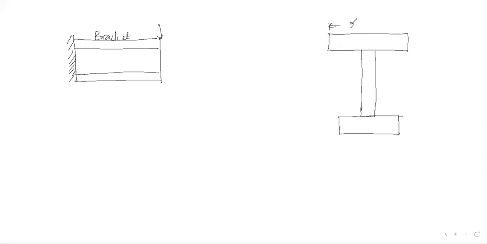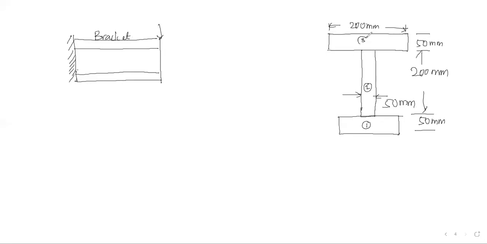So the sizes of compression flange: 200 mm, 50 mm, 200 mm, then 50 mm. Then thickness of web, 50 mm. Okay. So I'm going to consider this is one section, this is another section, this is another rectangular plate. So like that I'm going to consider.